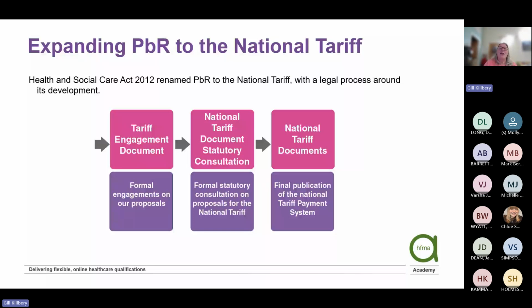Okay. So we've now got a national tariff and a legal process for its development, including consultation. So each year you'll see a consultation comes out as to what national tariff is going to be used. HFMA and other people like that all club together and put in responses to it. Individual organisations will have a look through what's being suggested and will pass comment on it. You have the opportunity to do that before the final one comes out each year.